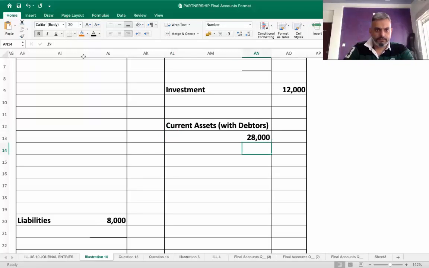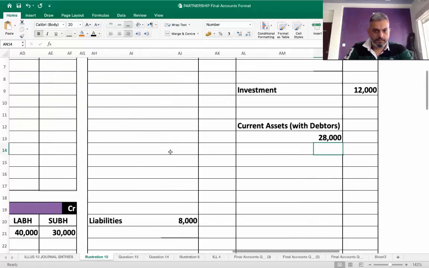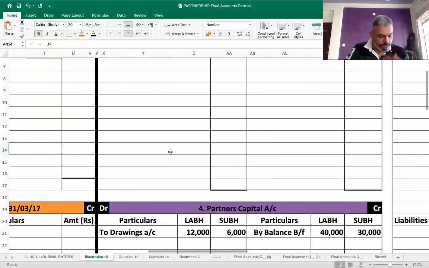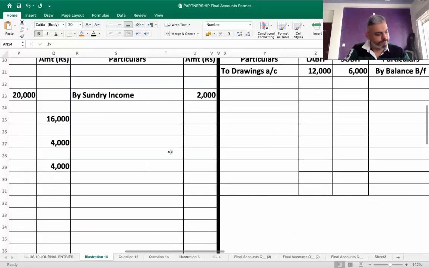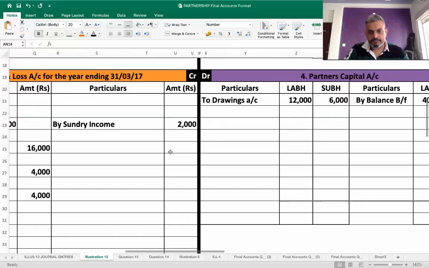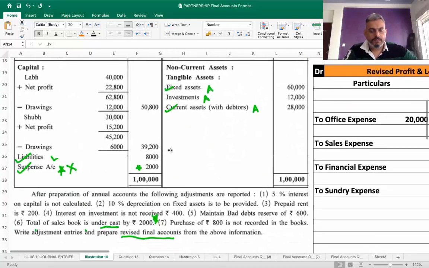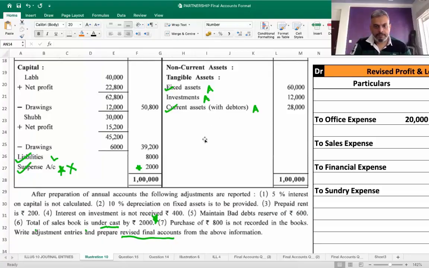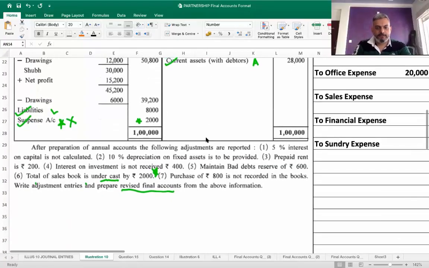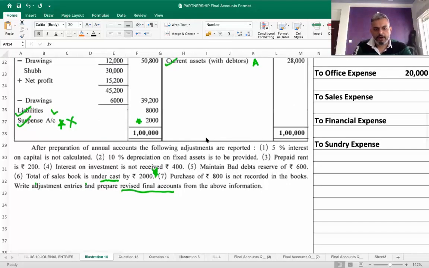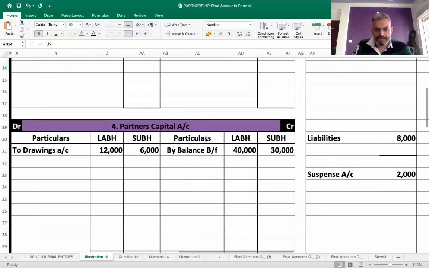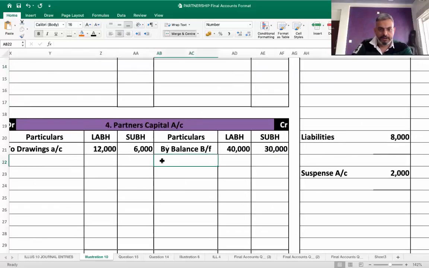Inner column. Just go through it, check if you have done everything. Now let's go to the adjustments. After preparation of annual accounts, the following adjustments are reported. First, 5% interest on capital is not calculated. So let's do the adjustment first, then we write the journal entry.